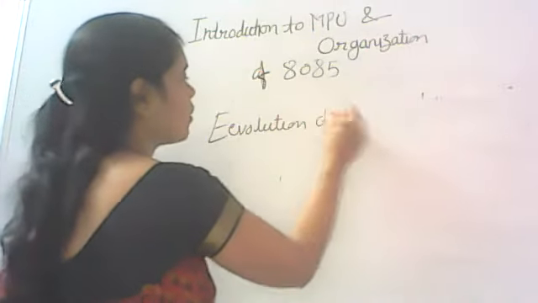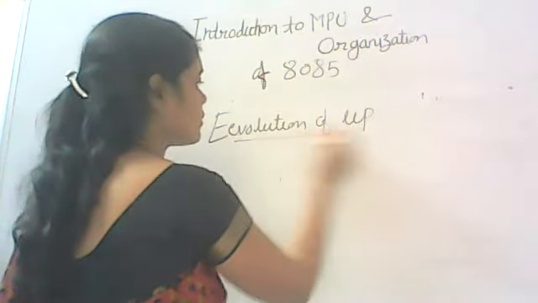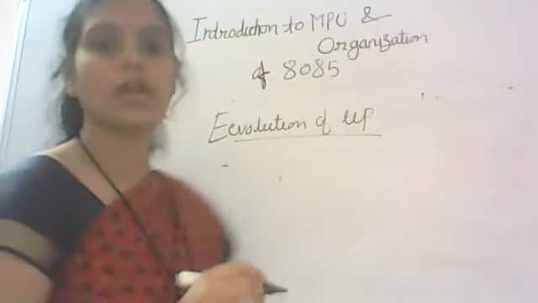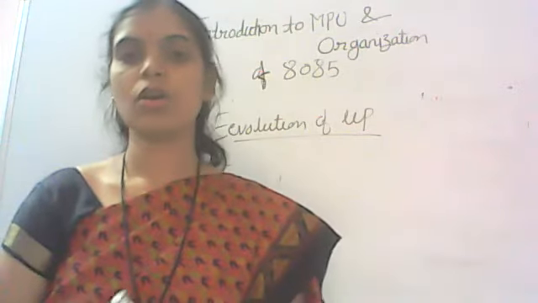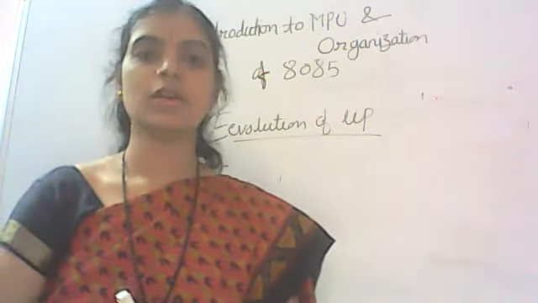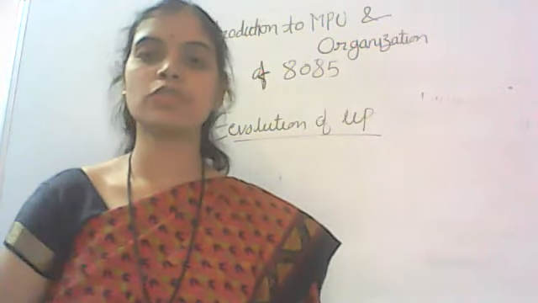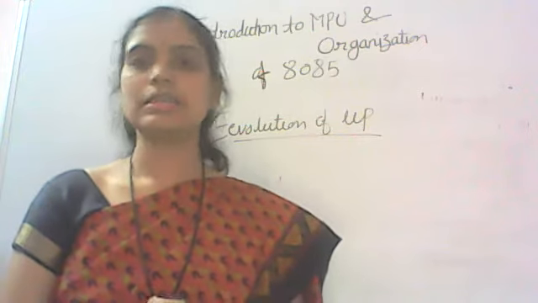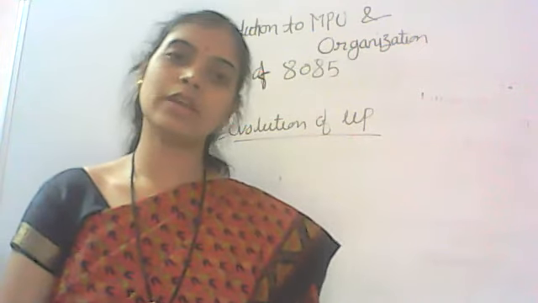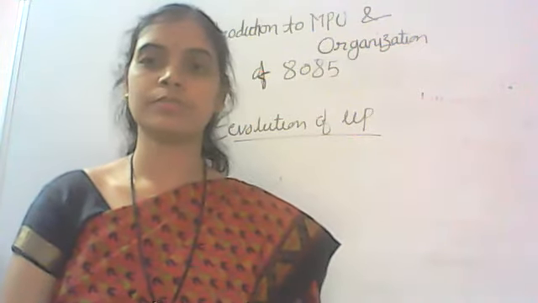Evolution of microprocessor. The microprocessor has become a more essential part of many gadgets. The evolution of the microprocessor was divided into 5 generations: the first, second, third, fourth, and fifth generation.